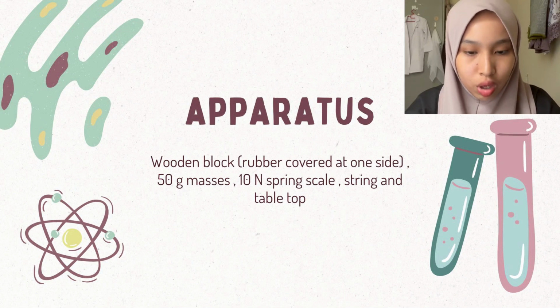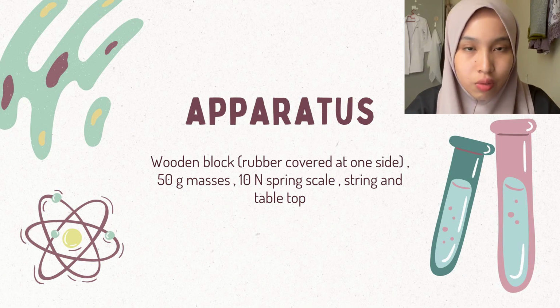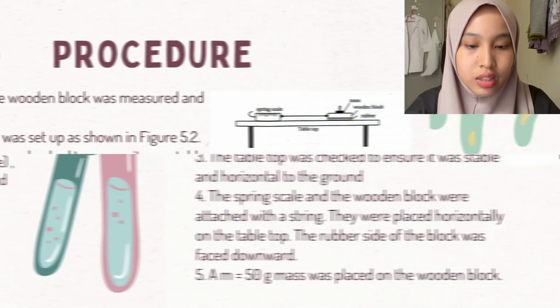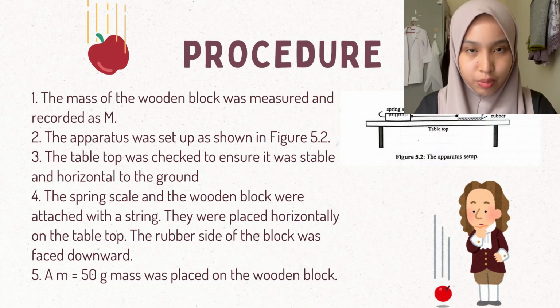The apparatus that we use in this experiment: a wooden block with a rubber cover on one side, 50 gram masses, a 10 Newton spring scale, string and a tabletop. In this experiment, we have 9 steps that we must follow.